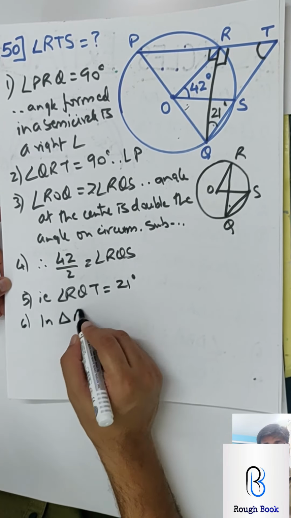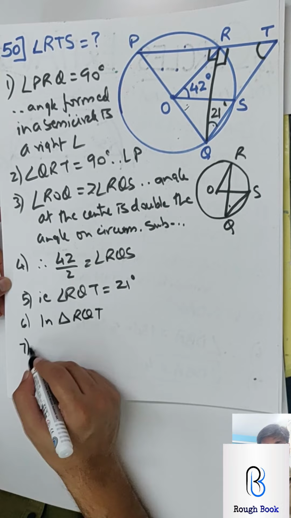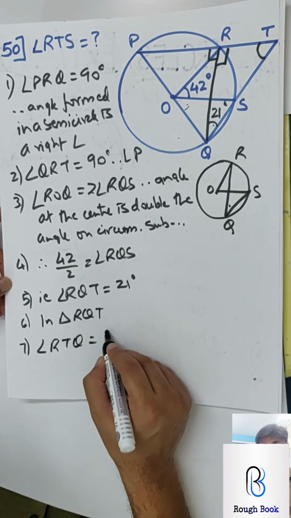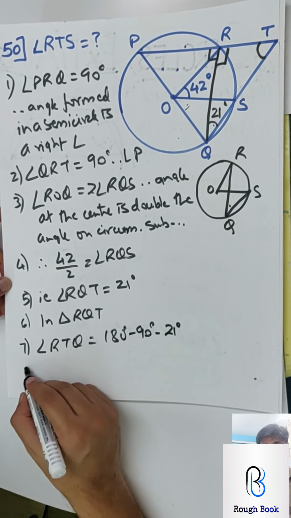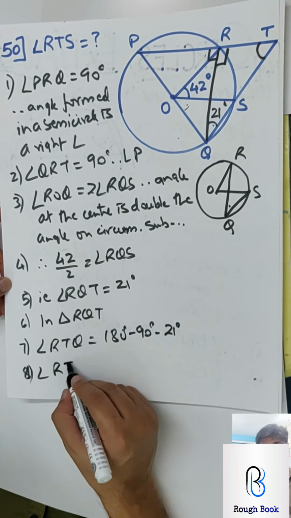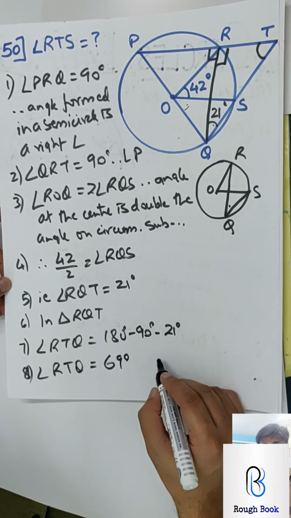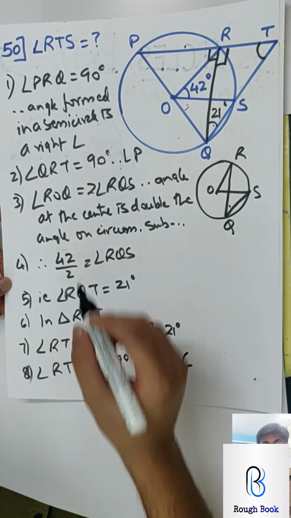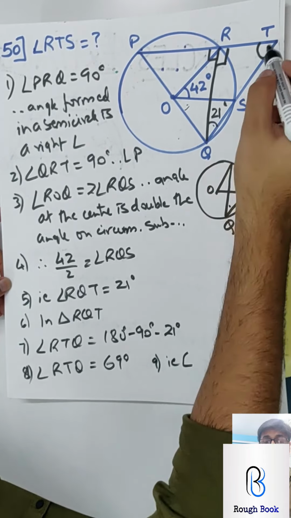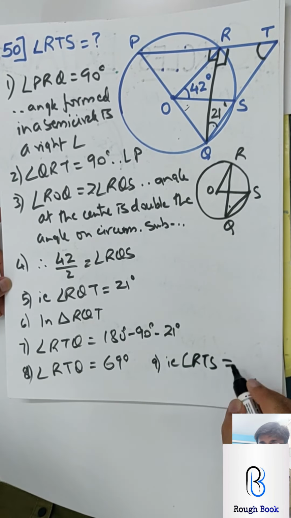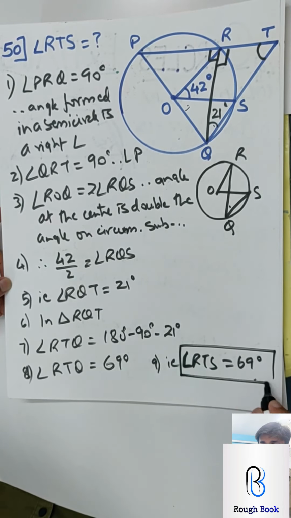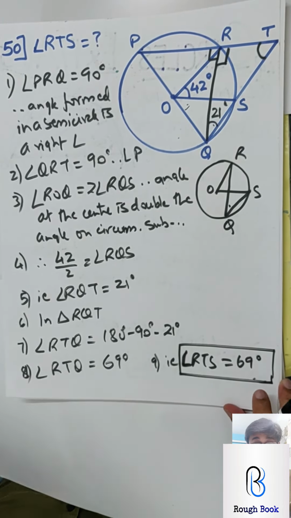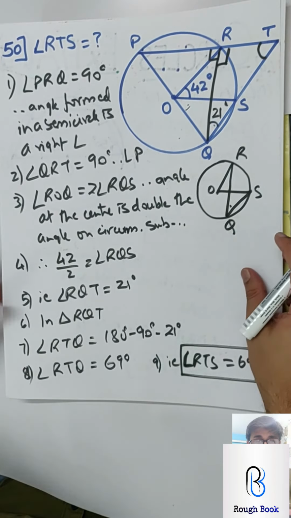Finally, in triangle RQT, we will say angle RTQ is 180 minus 90 minus 21. So I will get angle RTQ as 69. So write the correct name RTQ instead of RTS. So RTS becomes 69 degrees. So we managed to get our final answer. Yeah, this child who taught me made it really simple for us. Thanks to him. Anyways, let's go ahead.